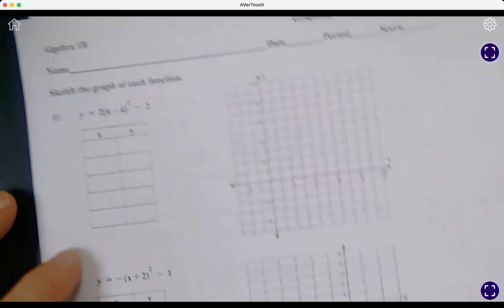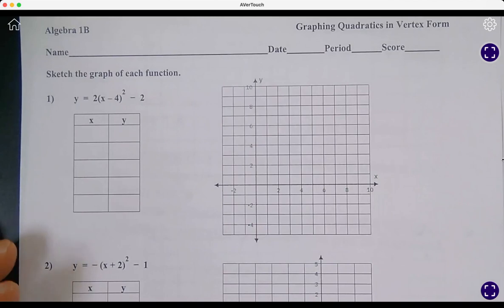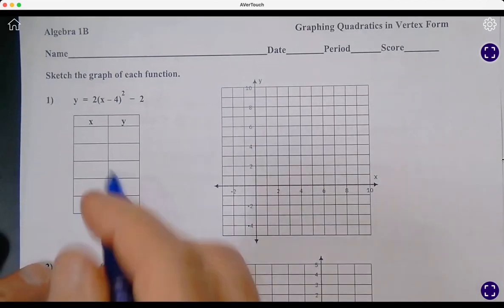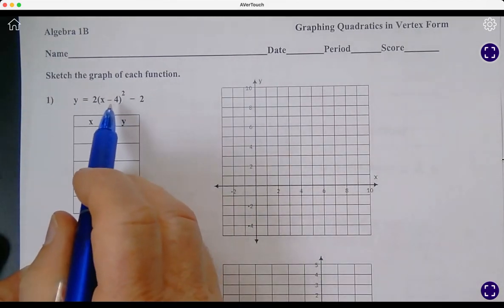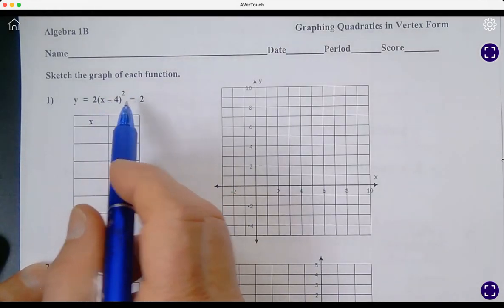Okay, we're going to take some time. We're going to go over Algebra 1B, graphing quadratics in vertex form. Okay, that looks just like the question on the INB. I think it is the question on the INB.